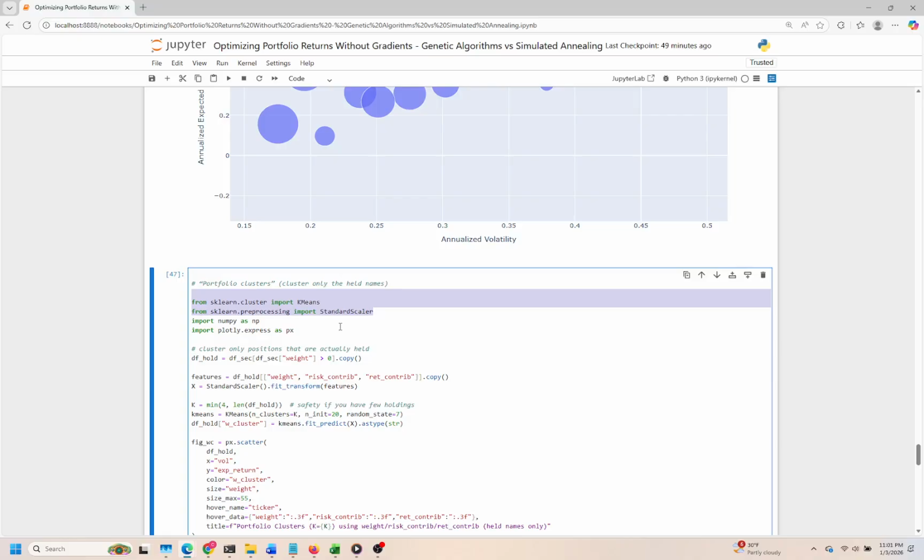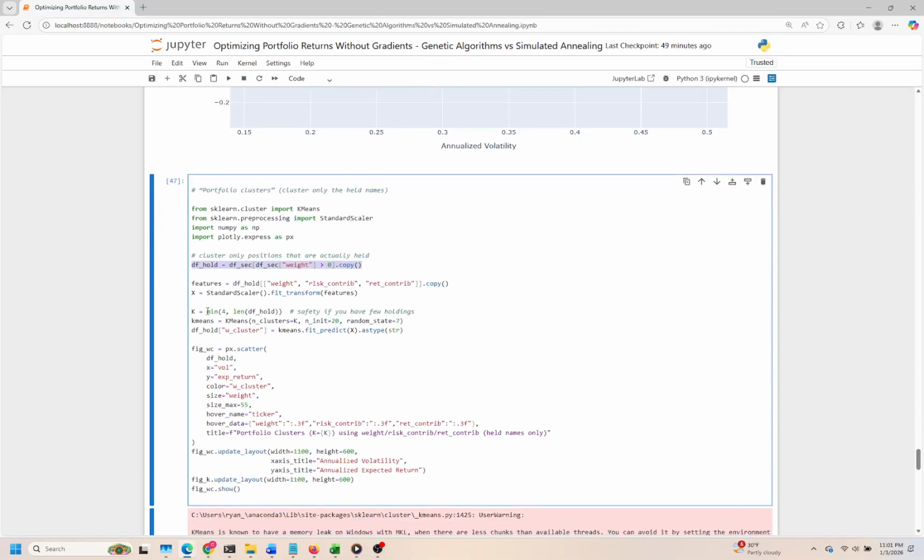To start, we filter our dataset to keep only the securities that have a positive weight, meaning these are the assets we're actually invested in. We then extract relevant features from this subset, including their weight, risk contribution, and return contribution. To prepare this data for clustering, we standardize it using the standard scaler. This ensures that all features contribute equally to the analysis, which is crucial because otherwise, variables with larger ranges could unfairly influence the outcome.